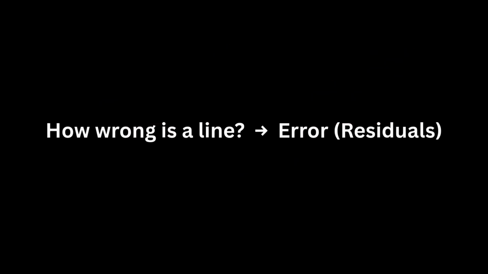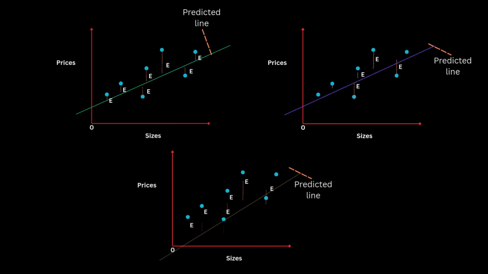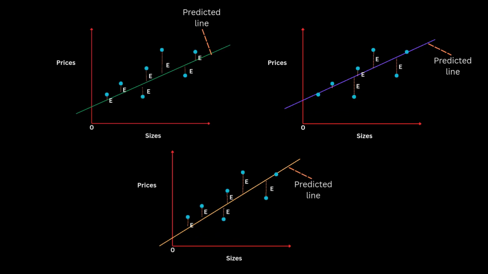To answer that, we need a way to measure how wrong a line is, point by point. That's next. Now that we can draw a line, let's answer the most important question so far. How wrong is this line? Because a line that looks okay can still make bad predictions.